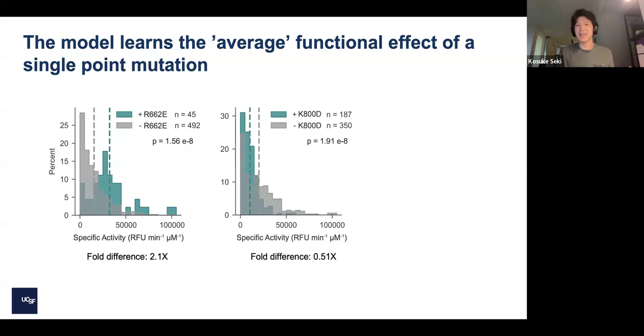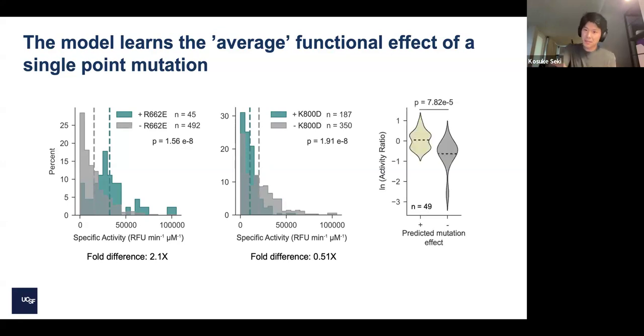You can do the same thing with a negative mutation. So this K800D, if you have this mutation, generally sequences perform half as well as sequences that don't have that mutation. And so, because we trained on so much, on hundreds of data points, we can really get to see specifically the effect of a single point mutation in these sequences, which I think is really, really interesting.